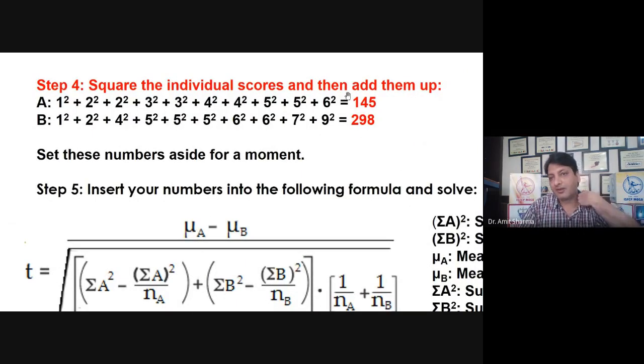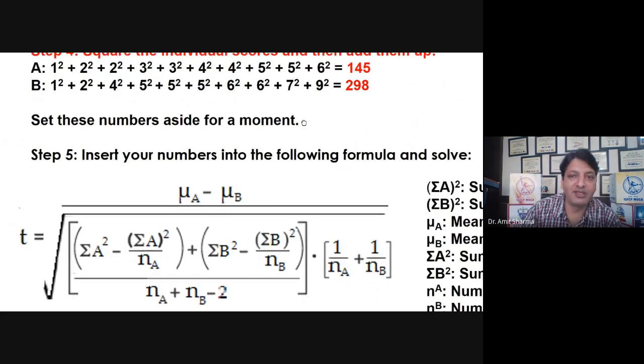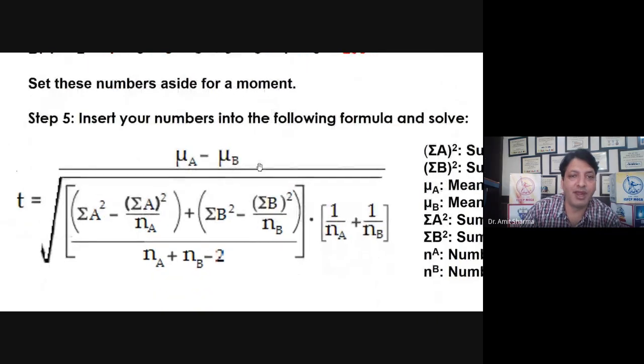Then we can add them together. That means each reading you have to scale separately: square of 1, square of 2, square of 2, then square of 3, square of 3, square of 4, square of 4. Like this, if you do, we are getting the values 145 and 298. Clear? That was step 4.